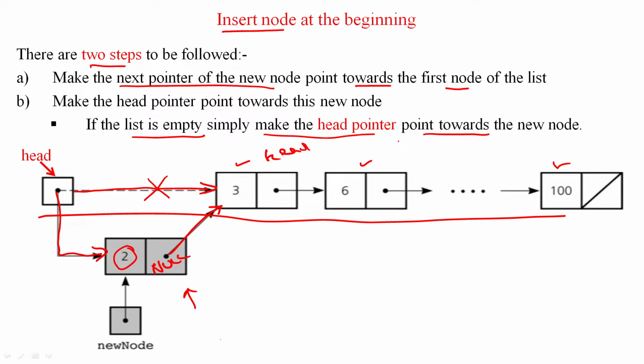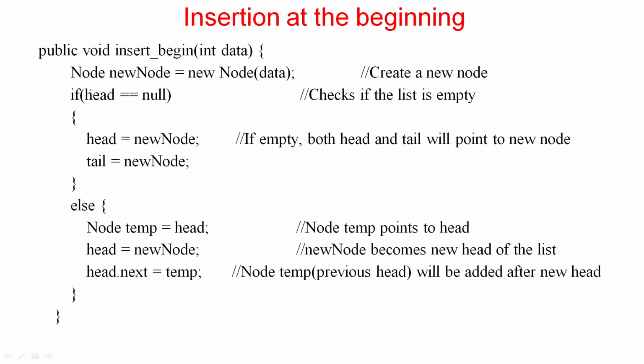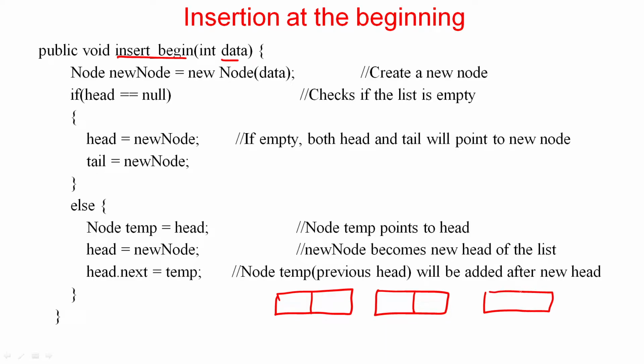So this is the way we will see the code in Java. We are calling the method insert_begin. Here we are passing the data which is going to be inserted. For example, I have three nodes available in the list. This is the head. Currently this is the head. The next one, this one is the tail. This has a null value.